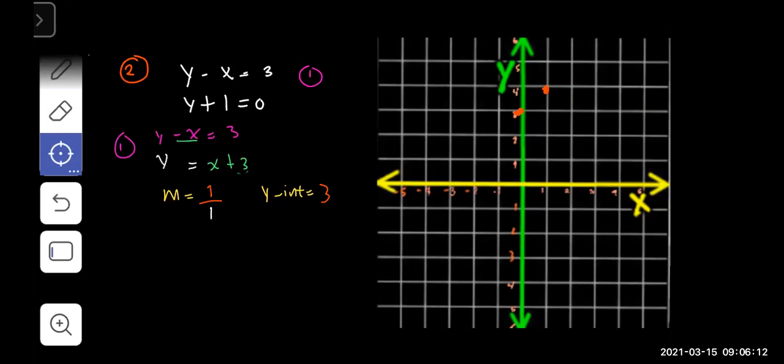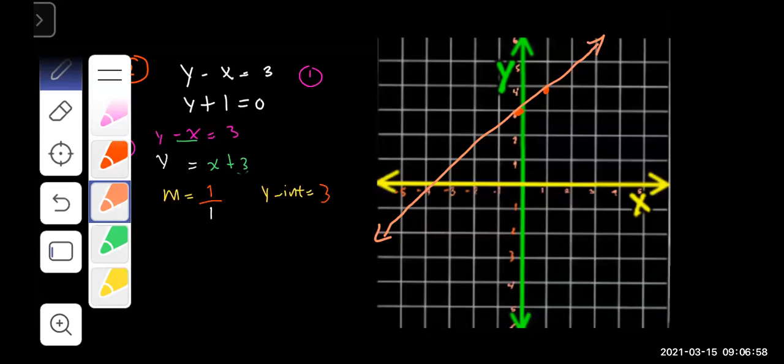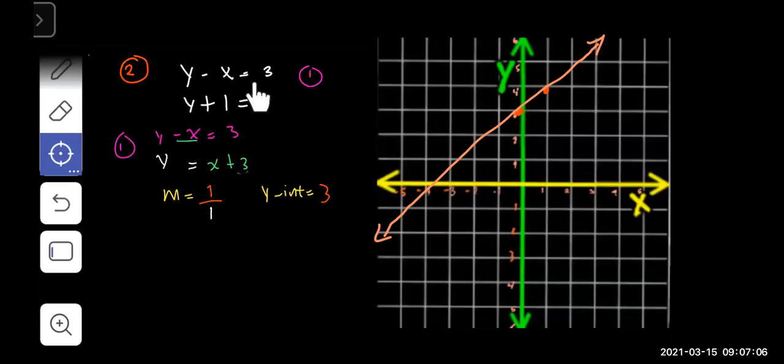Use your ruler, guys. Try to be perfect. Because in the first example that I was using, I didn't have a ruler, so I didn't get the points right. That's why at the end the solution was off. If you use a ruler properly, you're going to get the solution. Let's make it a line. It is not a straight line, guys. That's why you need to use your ruler. Then we need to graph the second one, and see where it is going to cross the other one.